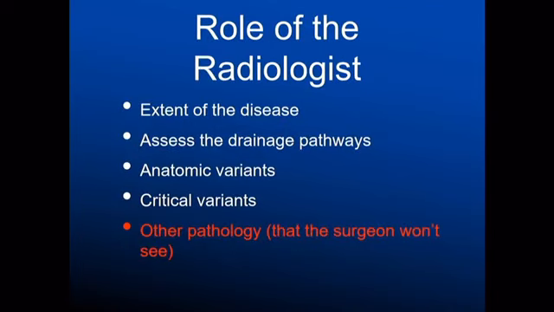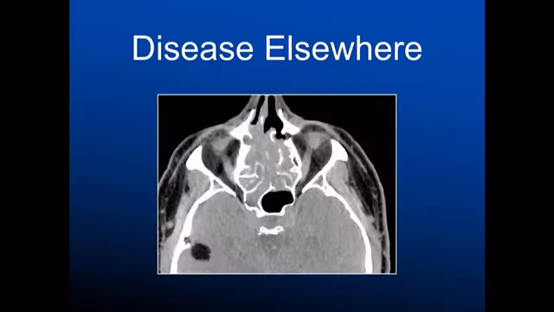So probably arguably the biggest role that we have when reporting sinus CTs is to find disease elsewhere. In this case, this is an allergic fungal sinusitis case. There's a lot of stuff going on in the sinuses, and as you're scrolling through, there's lots of variation in the cells. But what we would hope that the radiologist wouldn't miss is the dermoid in the temporal lobe, but potentially the surgeon might not see that.